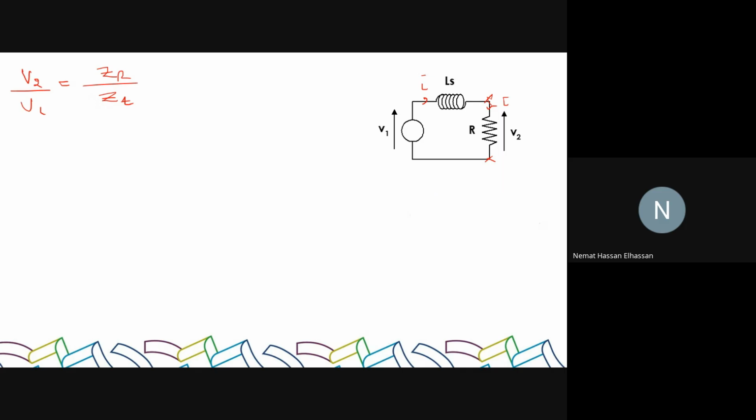let's use the S domain. ZR is equal to R. Z total is equal to ZR plus ZL, which is R plus SL, right? Yes?